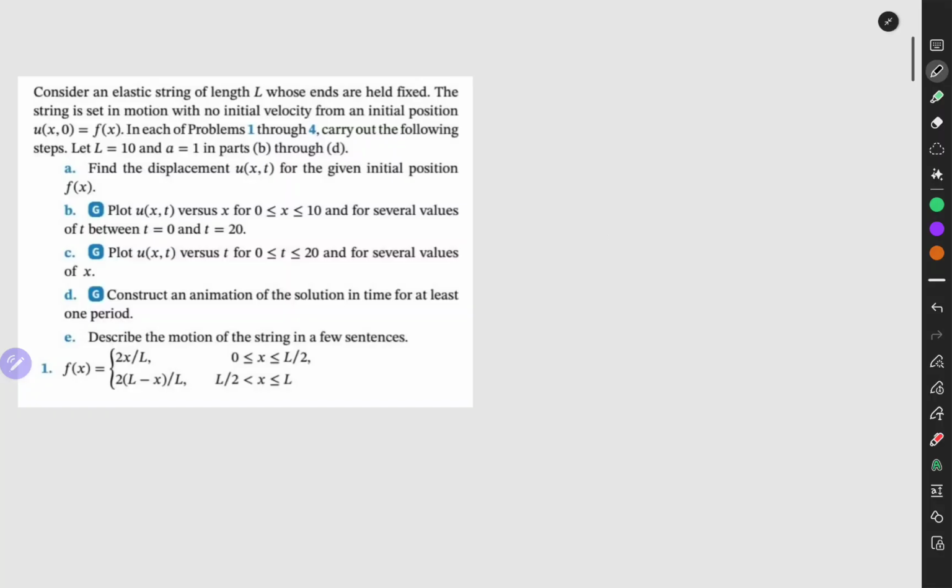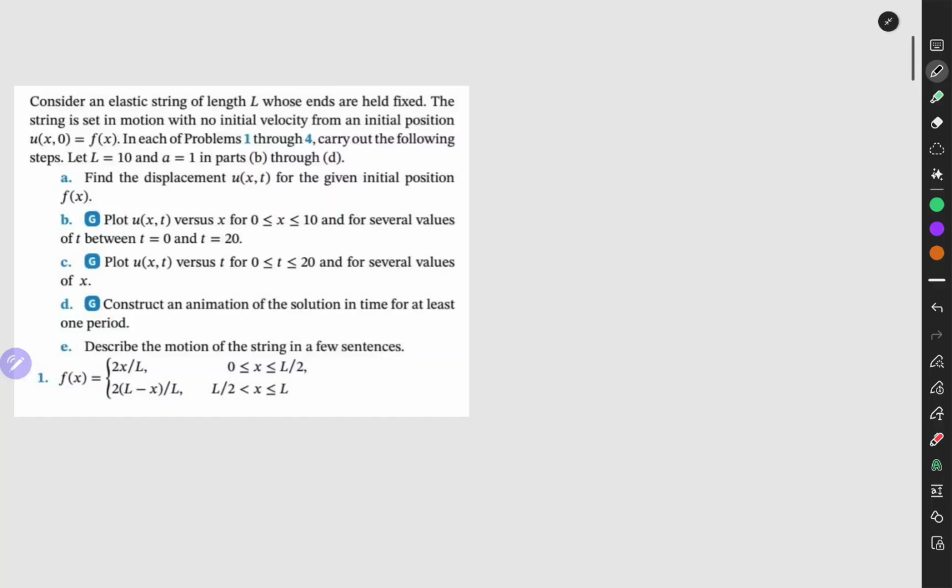Consider an elastic string of length L whose ends are held fixed. The string is set in motion with no initial velocity from an initial position f of x. In each problem, so in problem 1, carry out the following steps, with L equal 10 and A equal 1. Oh, parts B. Okay, well, I'm not doing parts B through E because those are graphing problems, so I'm not going to worry about those.